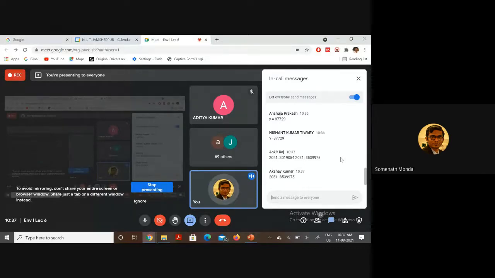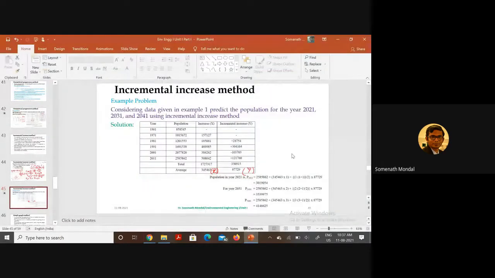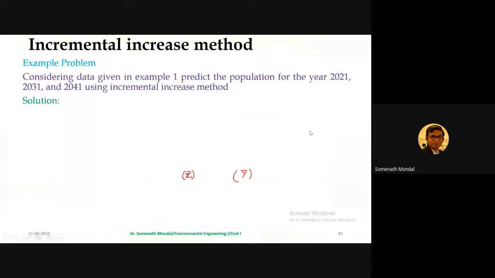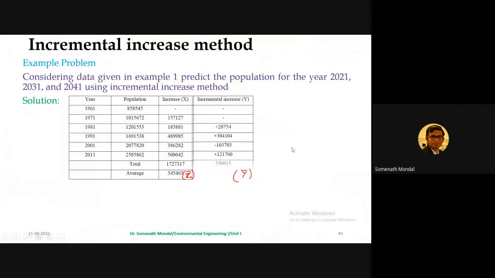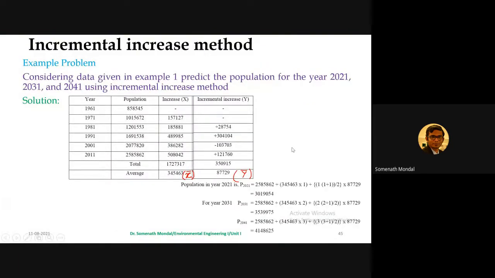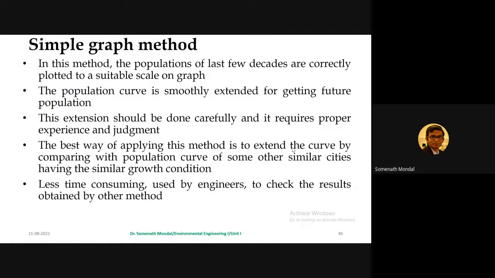Okay, fine. So I guess we should proceed. Rest of you people can do it as most of you have already got the value of x and y. The rest of the problem is quite similar and you can check it over here. We have calculated the value. So n equals to 1 for P21, n equals to 2 for P31 and n equals to 3 for P41. So with this we will move to the next, that is the simple graph method.